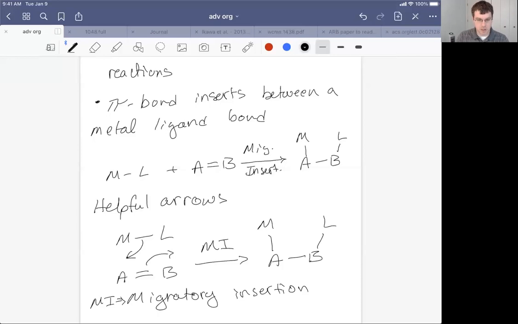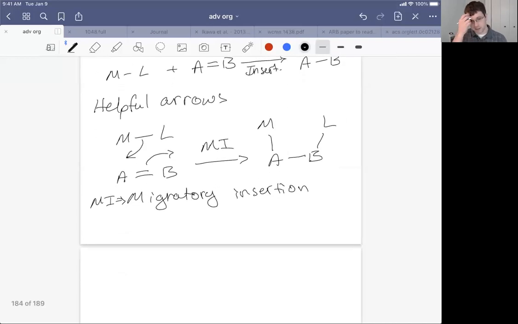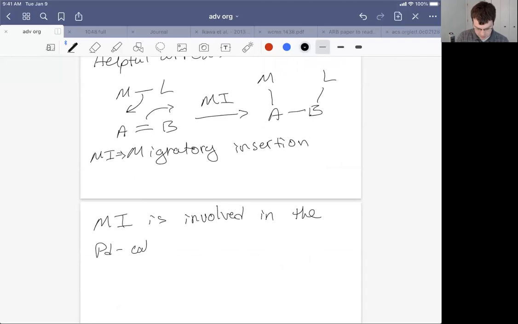Now, this is a nice reaction for many reasons. It first of all allows us to make a bond between our metal center and something on A and B. A nice starter mechanism, not technically the exact same, is to remind ourselves about the palladium catalyzed hydrogenation. So MI, or migratory insertion, is involved in the palladium catalyzed hydrogenation of alkenes.